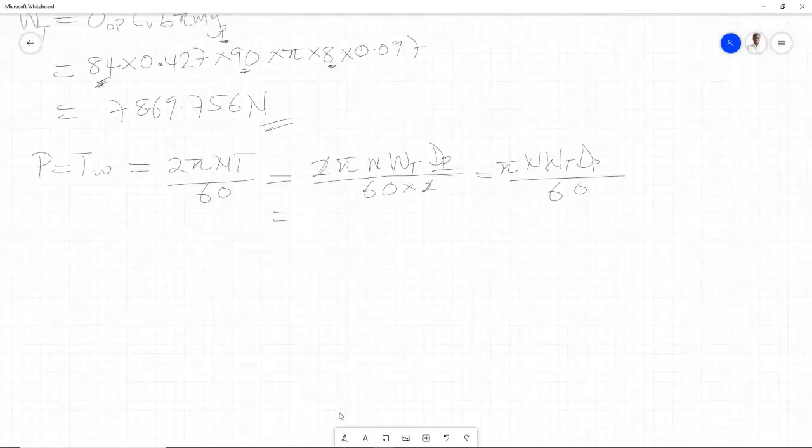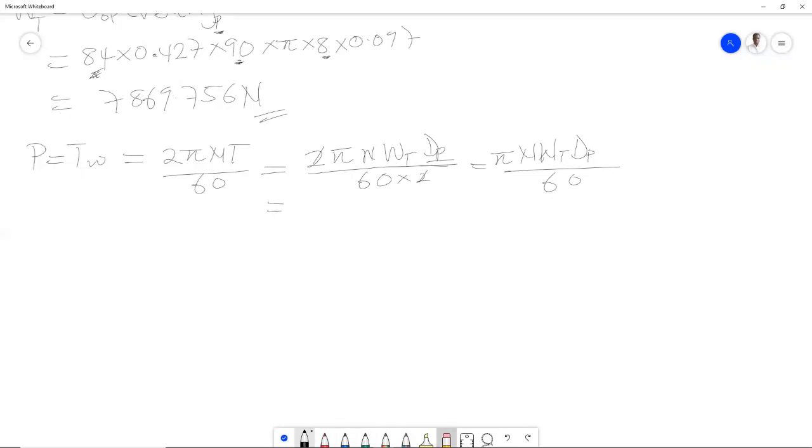So it means that we will have our power that is being transmitted, P, to be equal to W_T times V. And that is 7869.756 times the pitch line velocity, which I think we got 4.02. Yes. So when you calculate that, what do you get? You get 31644.